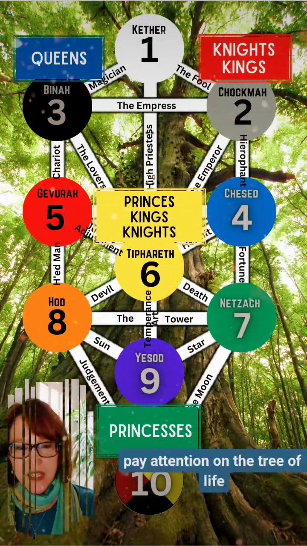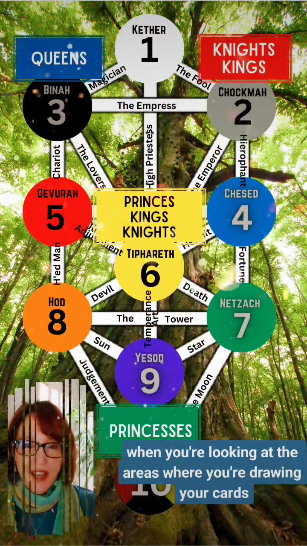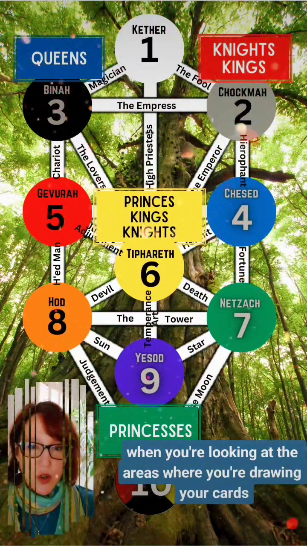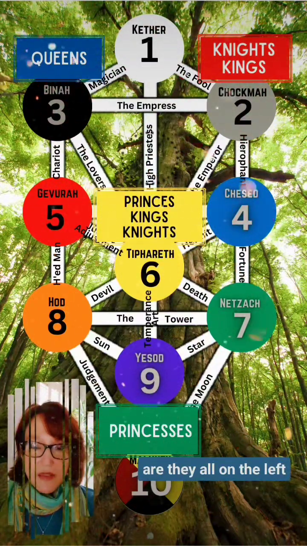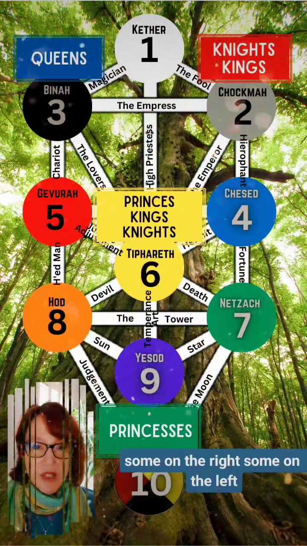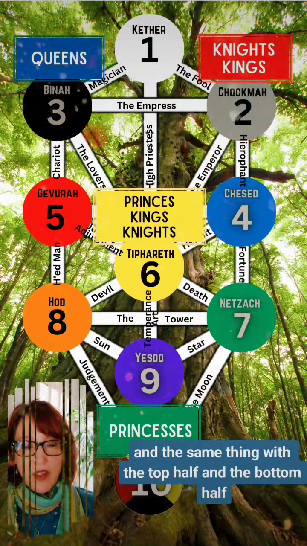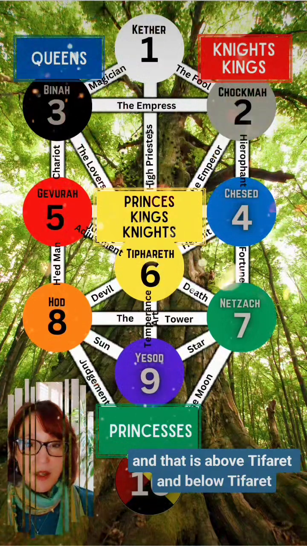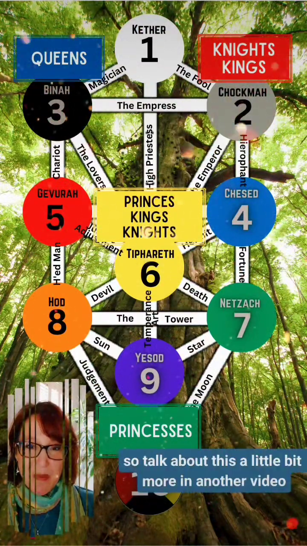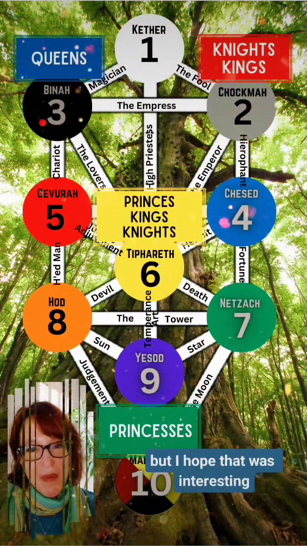So pay attention on the Tree of Life to the areas where you're drawing your cards. Are they all on the right? Are they all on the left? Are they balanced, some on the right, some on the left? And the same thing with the top half and the bottom half, that is, above Tiferet and below Tiferet. We'll talk about this a little bit more in another video, but I hope that was interesting.